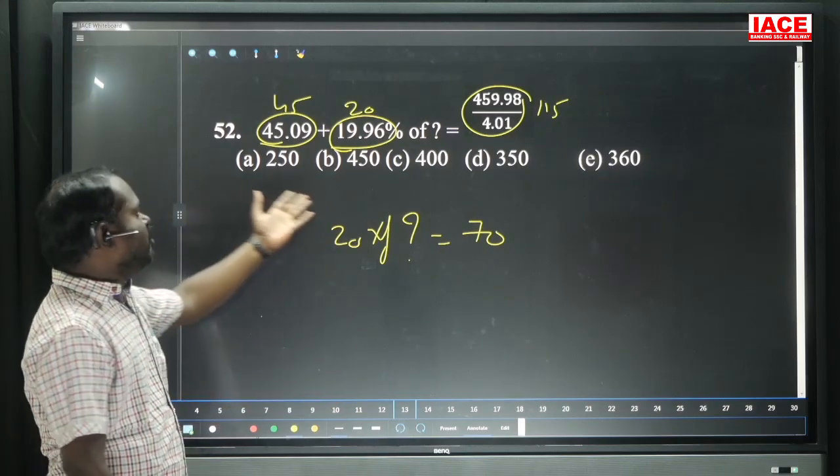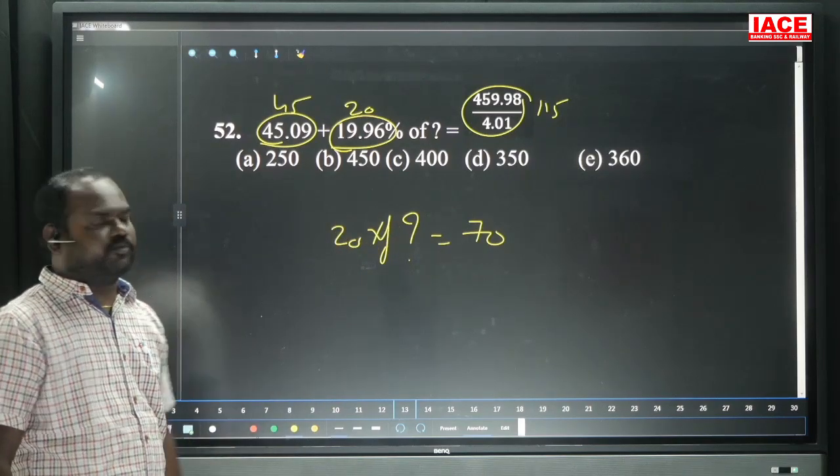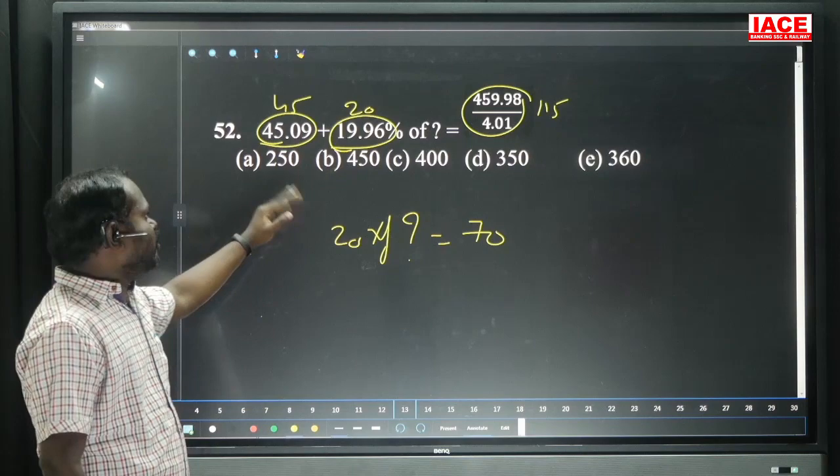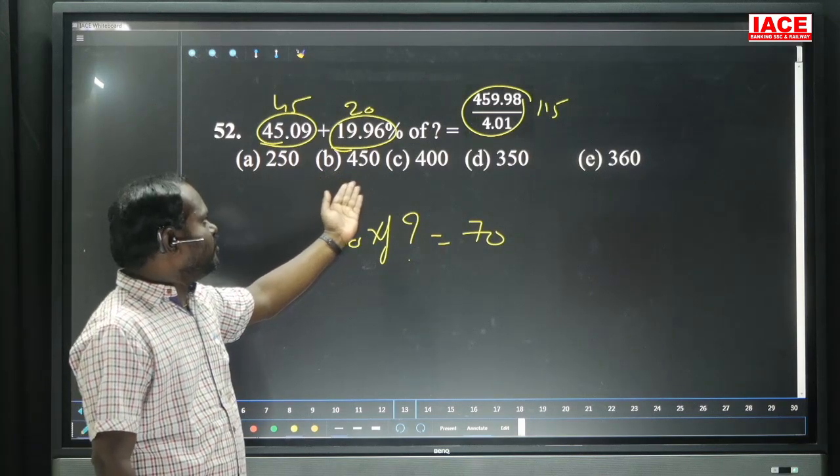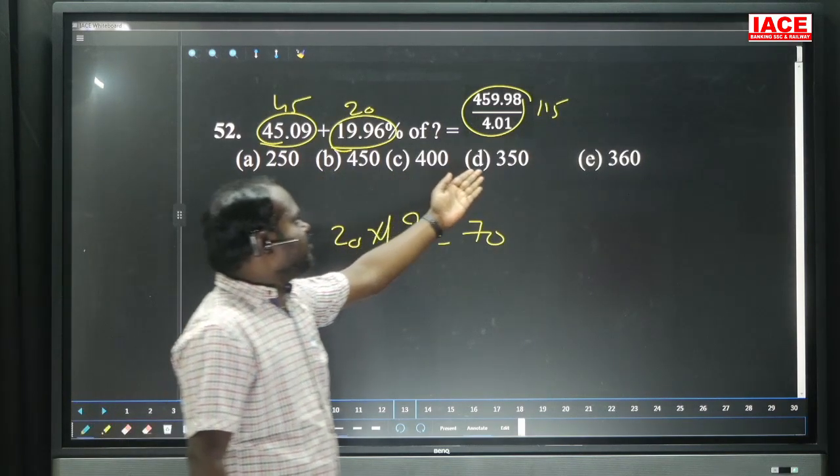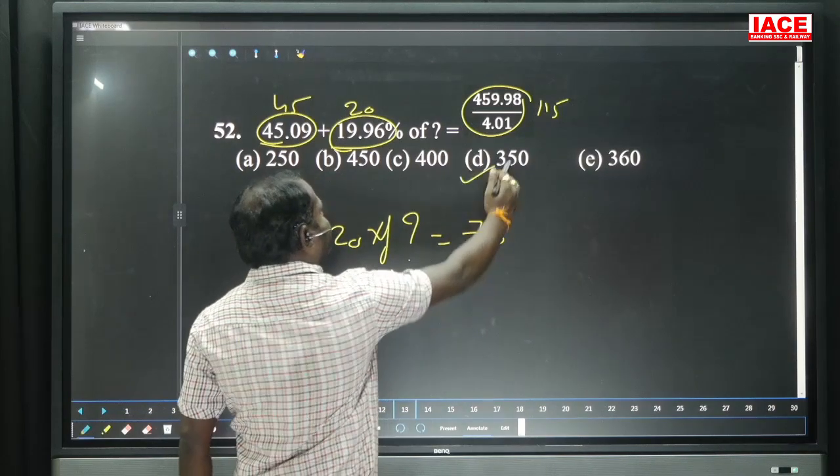Otherwise, check in which option 20% is 70. Here 20% is 50, not suitable. 20% is 90, not suitable. 20% is 80, not suitable. 20% of 350 is 70, so obviously 350.